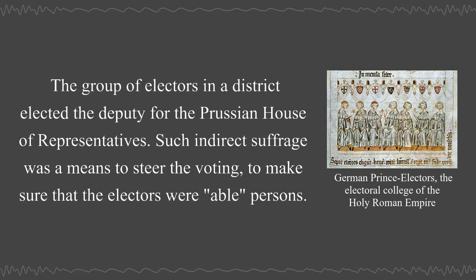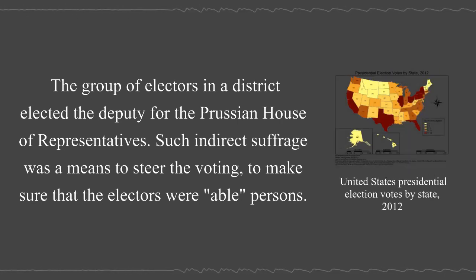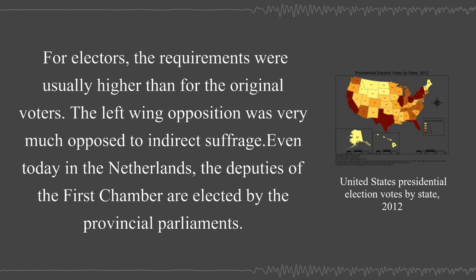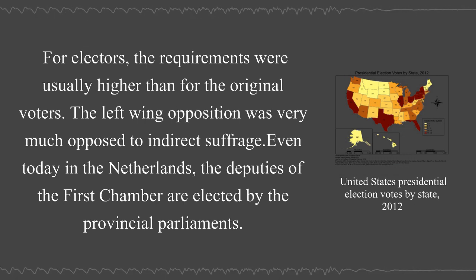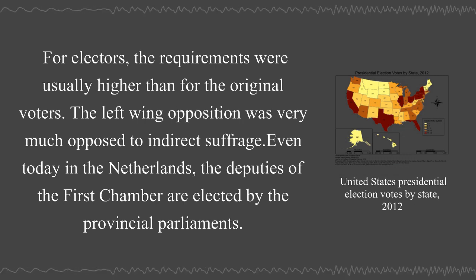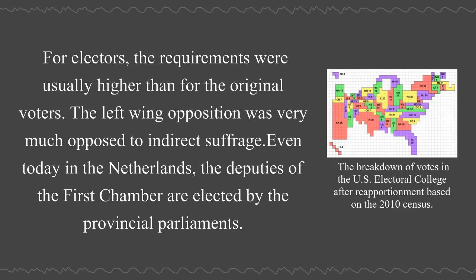Such indirect suffrage was a means to steer the voting, to make sure that the electors were able persons. For electors, the requirements were usually higher than for the original voters. The left-wing opposition was very much opposed to indirect suffrage.